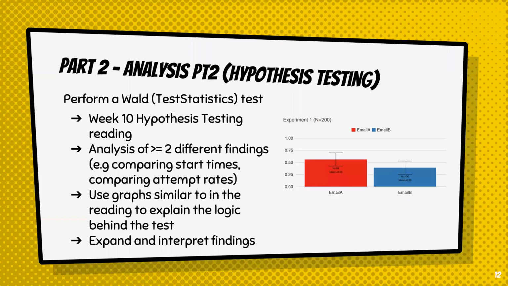Within part 2 of the analysis, you're going to be performing a Wald test on your collected data. You can refer to your week 10 hypothesis testing reading if needed. You must present an analysis of at least 2 different findings. For example, you could show findings in relation to start times and then findings in relation to attempt rates. You should also include graphs similar to those in the hypothesis testing reading to aid in your explanation of the logic behind the test. And lastly, you need to explain and interpret your findings.